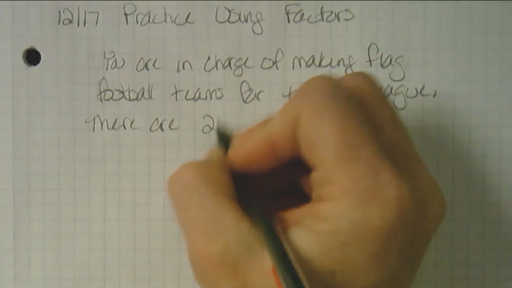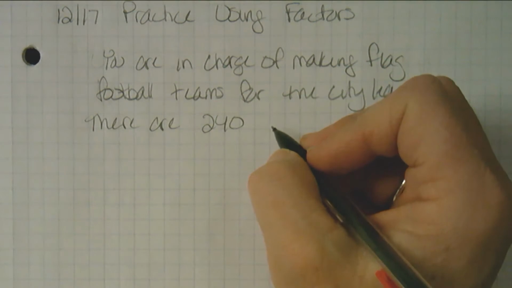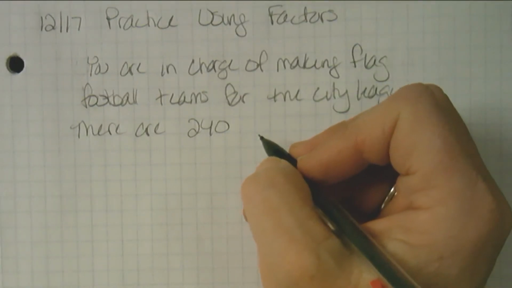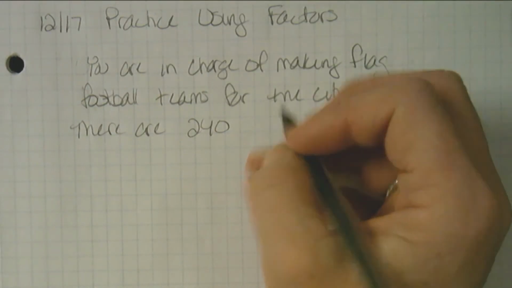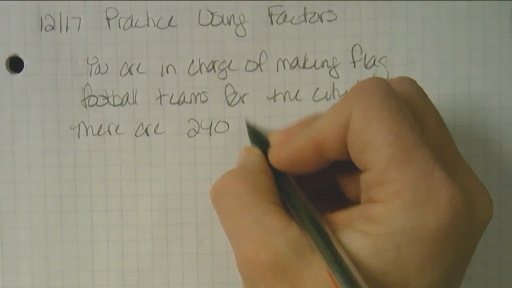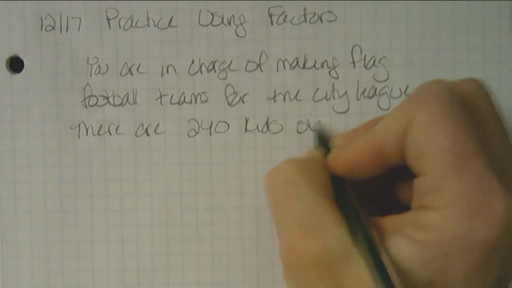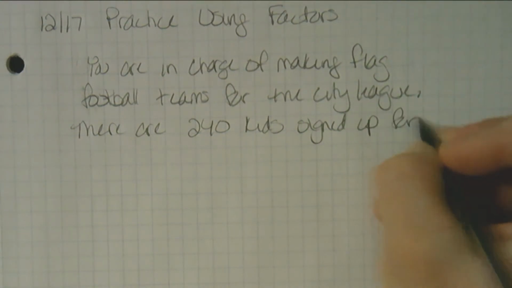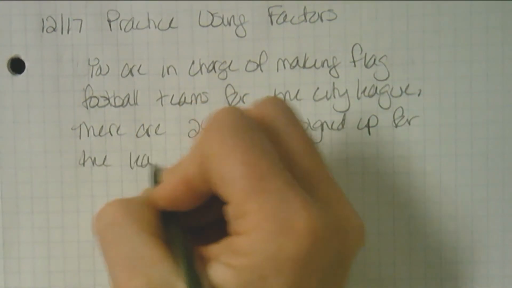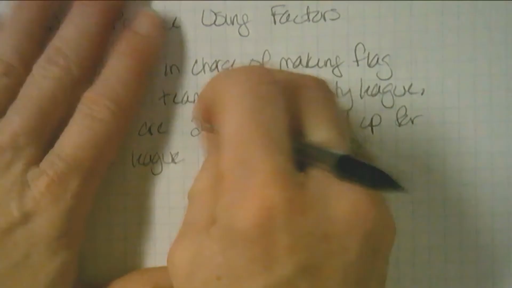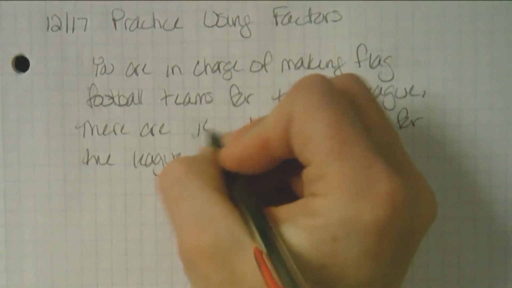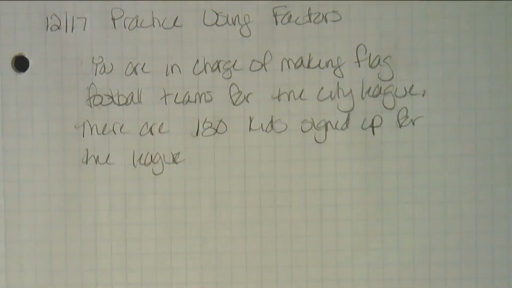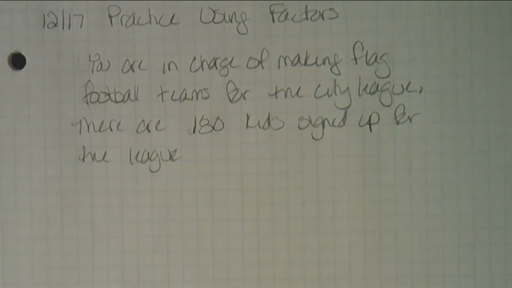There are 240, so you guys are going to need to think, this is going to take you a little while. There are 240 kids signed up for the league. I'll make this a little easier. Let's make that 180. That won't be quite as hard. It's going to make you think. There are 180 kids signed up for the league.